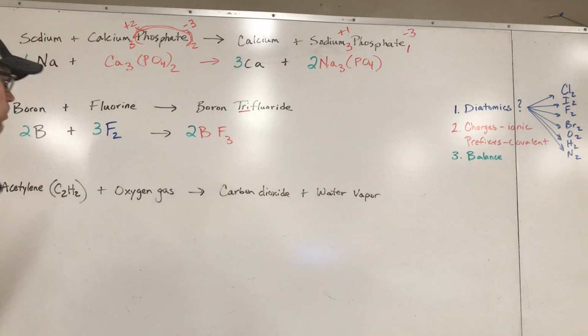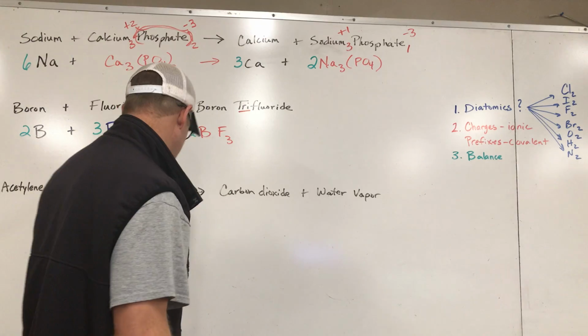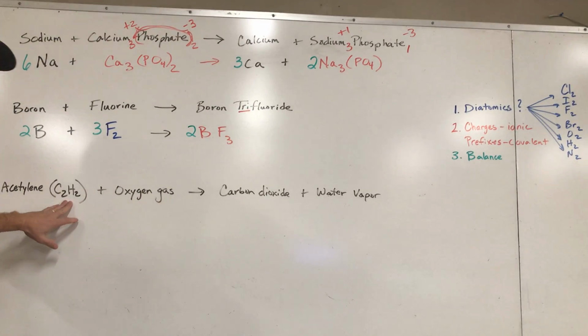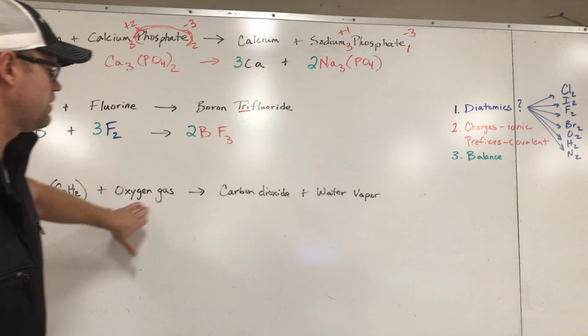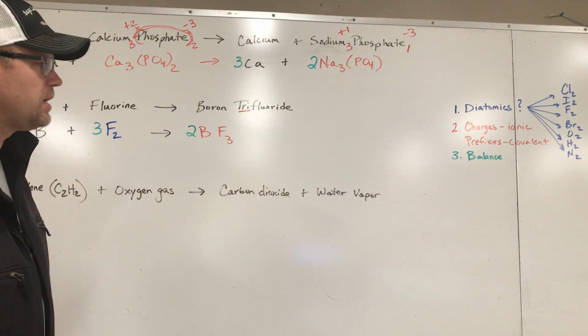Okay, let's apply it to one more that looks more complicated, but it is not. All right, so let's take a look at this last one. We got acetylene, which is C2H2. I wouldn't expect you to know that off the top of your head. I'll give you that formula. Plus oxygen gas gives you carbon dioxide and water vapor. There's more words, but you guys just have to write the meaning of those words.